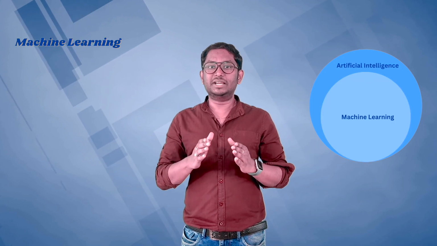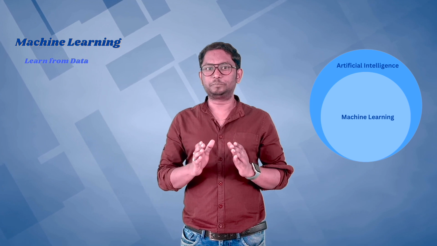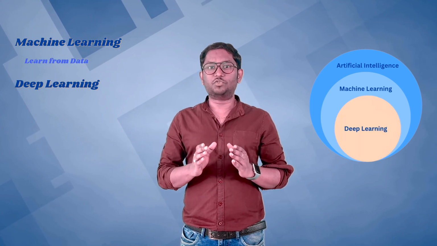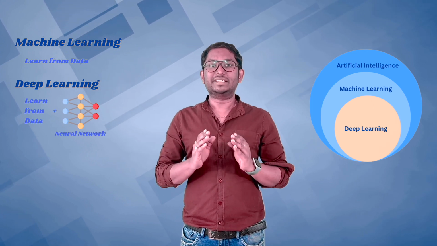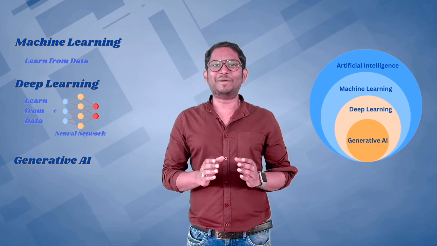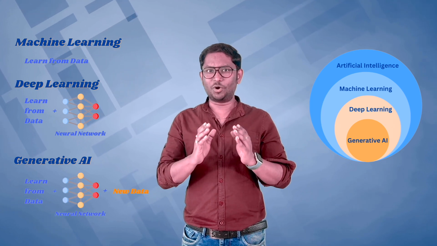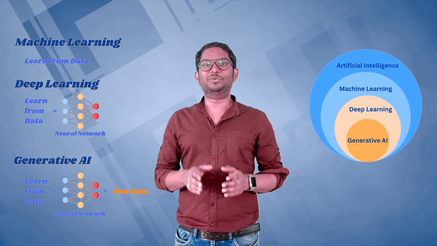To summarize, artificial intelligence is the broad field that includes everything from simple automation to advanced systems. Machine learning is a subset of artificial intelligence that focuses on learning from data. Deep learning is a more advanced form of machine learning that uses neural networks to process complex data like text, images, music, or videos. And generative AI is a creative application of AI that can generate new content. I hope this breakdown helps clear up the differences between these key terms.